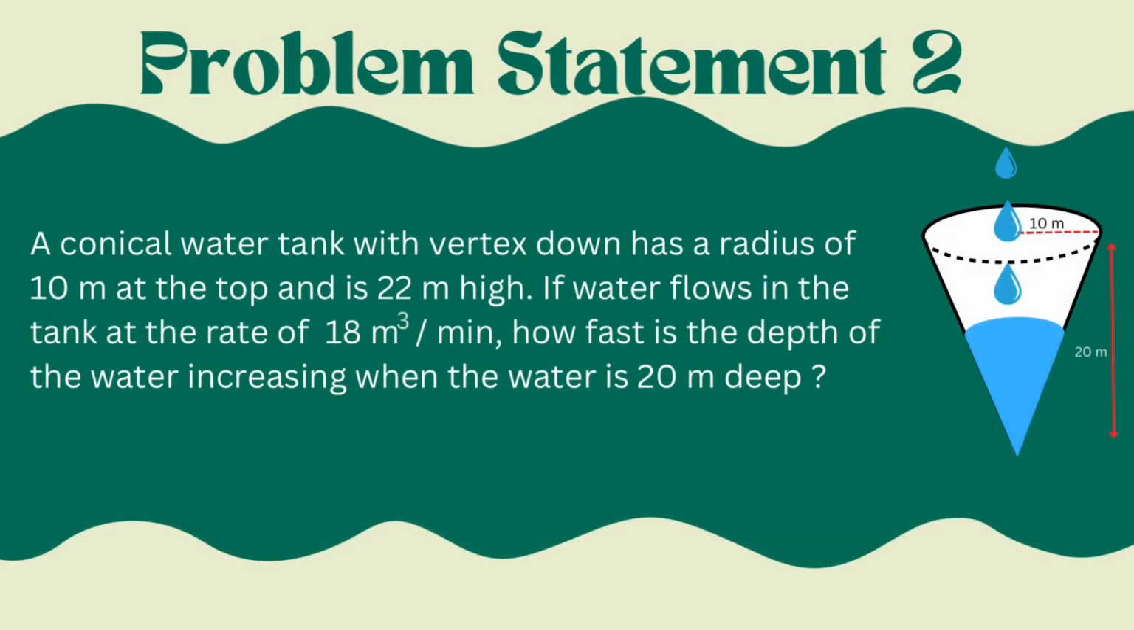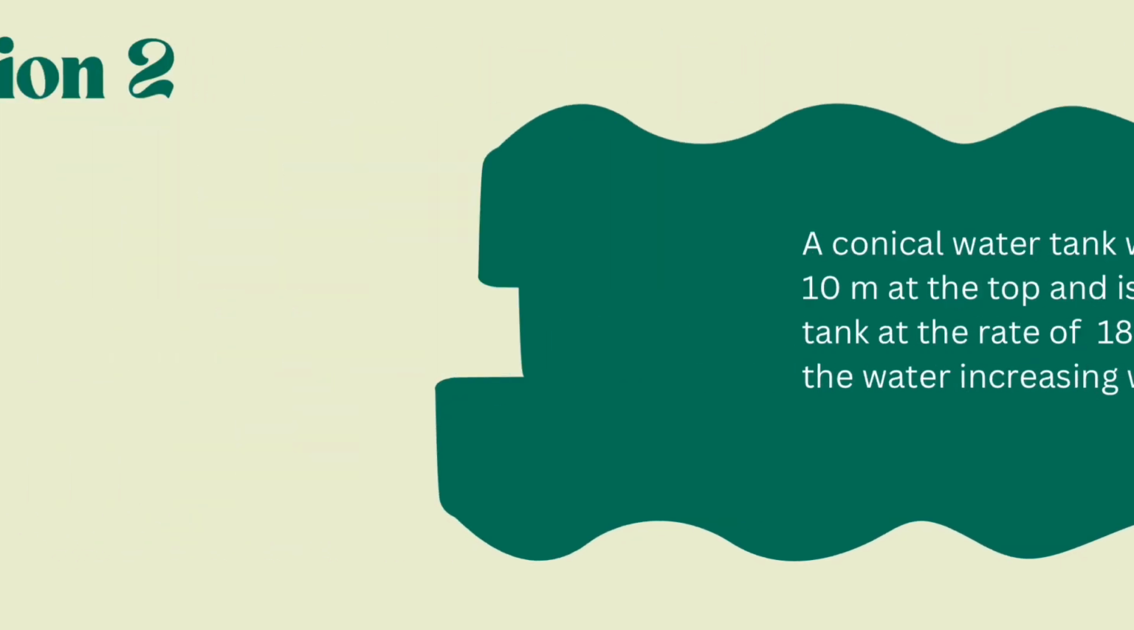Problem statement number 2. A conical water tank with vertex down has a radius of 10 meters at the top and is 22 meters high. If water flows into the tank at the rate of 18 meters cubed per minute, how fast is the depth of the water increasing when the water is 20 meters deep?